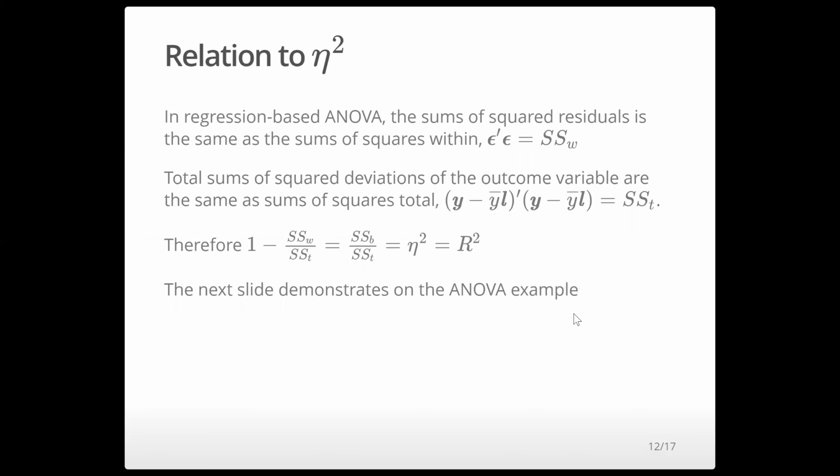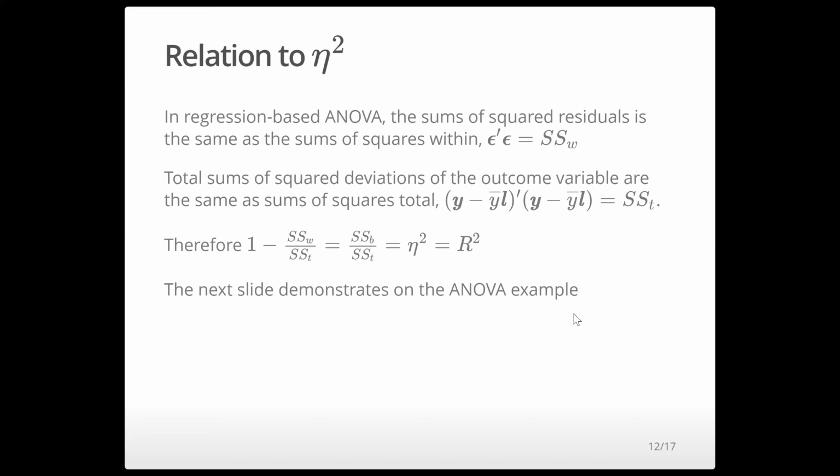R squared is actually identical to eta squared, in a sense. In regression-based ANOVA, we can show that the sums of squares for the residuals from the model is the same as the sums of squares within. So epsilon transpose epsilon equals SSW, and the total sums of squares is equivalent to the denominator, y minus y bar L transpose times itself. That's the same as the sum of squares total.